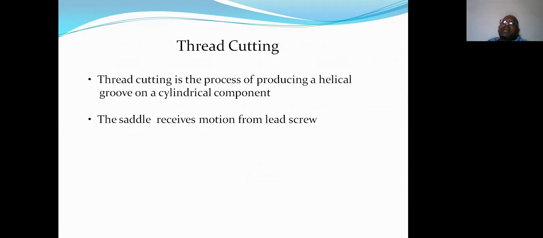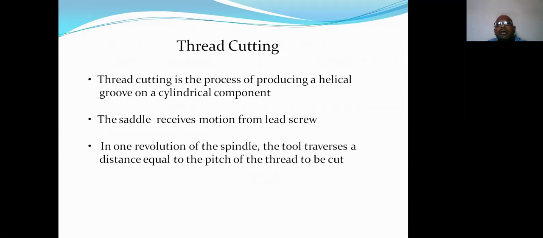So in this particular thread cutting operation, only the cross slide, only the saddle or total carriage moves in the direction of that particular job. That means the compound rest position or cross slide position is fixed at a particular position. After fixing the compound rest and cross slide position, then only the carriage or saddle moves parallel to the axis of the machine or parallel to the axis of the job.